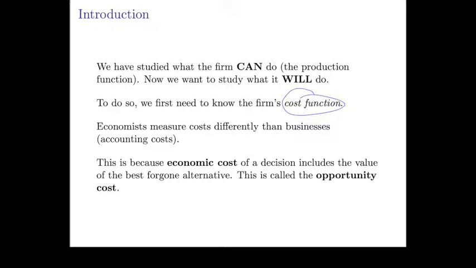Now, economists measure costs differently than businesses or accounting firms would. That's because the economic cost of a decision includes the value of the best foregone opportunity. So we call this the opportunity cost. So we'll get into a little more detail about what that is.